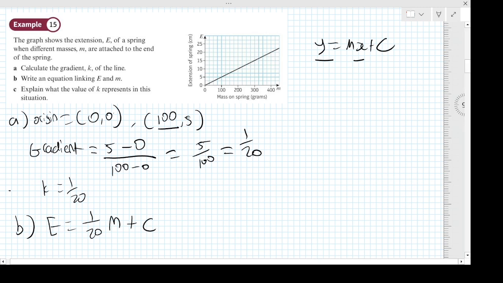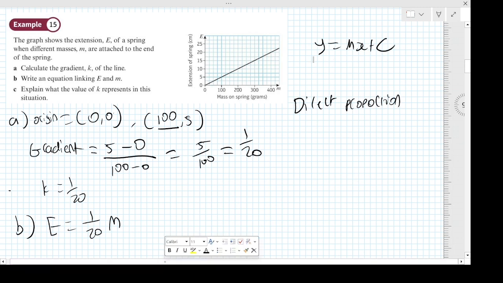Okay, but we don't know what plus c is just yet. Well, actually, no, we do. What's the y-intercept? Well, not the y, the e-intercept, I guess. It crosses the e-axis at 0, at the origin, so it's going to be plus 0. But that means it's just e equals 1 over 20 m. And in this particular case, this is a direct proportion. It doesn't ask for it, but because it goes through the origin, a specific type of line, it's a direct proportion. Okay, cool.